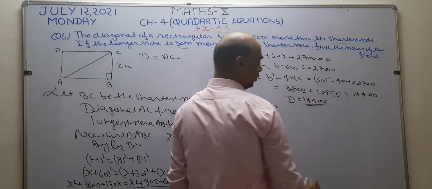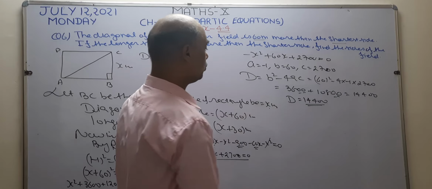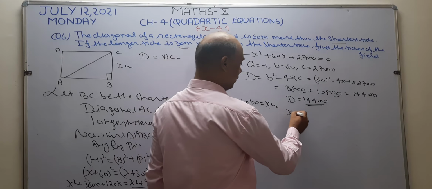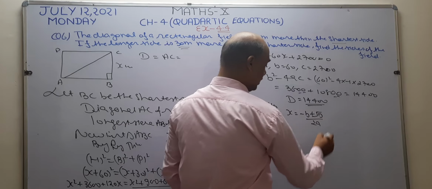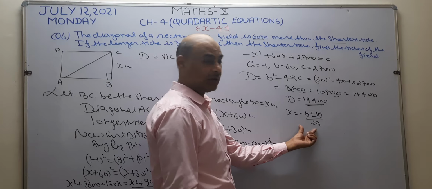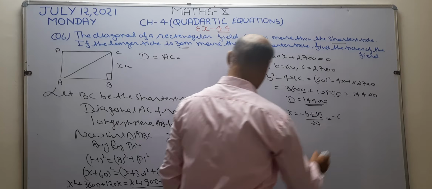1400. This is the value of D. Now I want to solve this question by using the quadratic formula. The quadratic formula is x = (-b ± √D) / 2a. This formula is known as the quadratic formula.